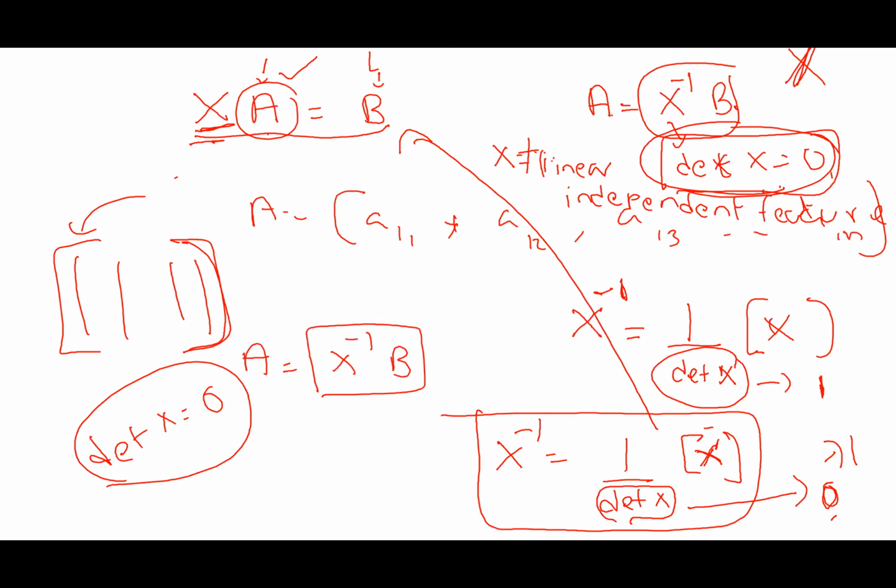Okay, there is another property of a matrix. If X consists of linearly independent features, the number of linearly independent features is called the rank of a matrix. So what is rank of a matrix? Rank is the number of linearly independent features. So ideally, for a determinant to be non-zero, what should the rank of the matrix be?